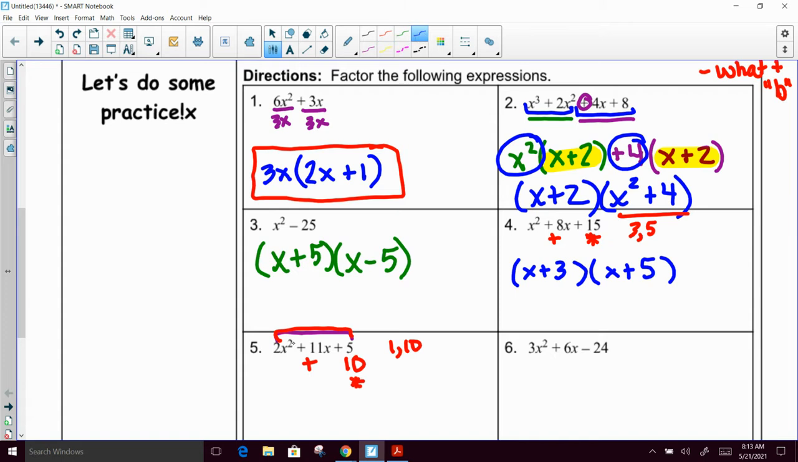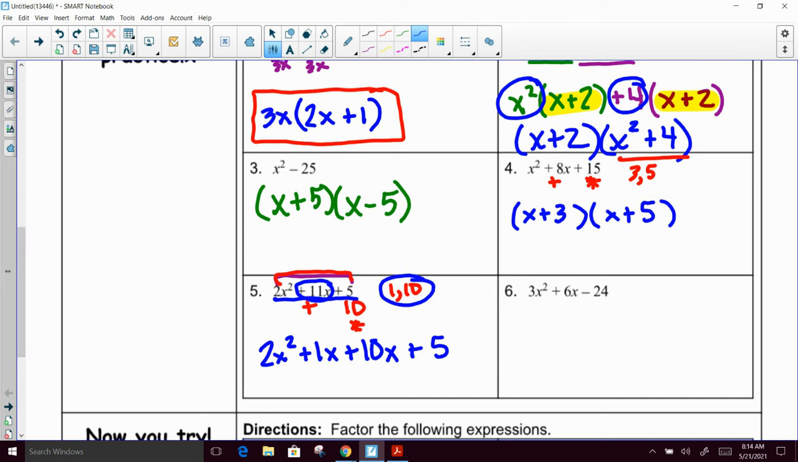So now what I'm going to do is rewrite this expression. But instead of writing my middle term, I'm going to replace it. So 2x squared, instead of writing 11x, I'm going to write plus 1x plus 10x. And then I'll go back and do my plus 5. So all I'm doing is replacing that middle term with something that it's equivalent to. 1x plus 10x is 11x. Now you've got 4 terms. How do we factor when we have 4 terms? Grouping.